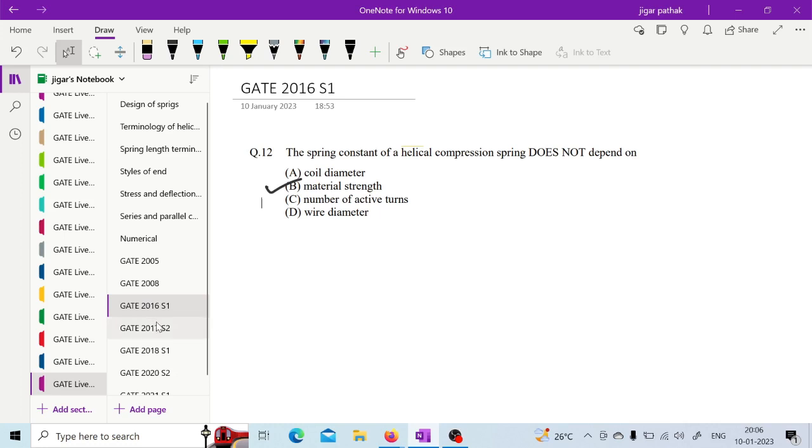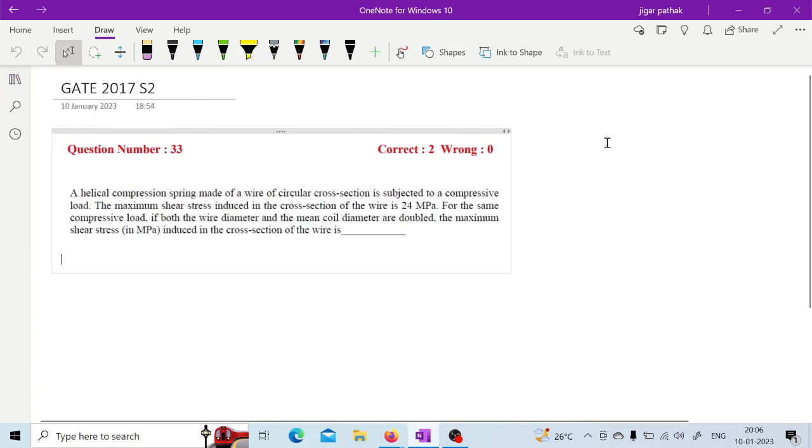Okay, now the next is from GATE 2017. A helical compression spring made of a wire of circular cross section is subjected to a compressive load. The maximum shear stress induced in the cross section of the wire is 24 megapascal. For the same compressive load, if both wire diameter and the mean coil diameter are doubled, the maximum shear stress induced in the cross section of the wire is. This you can do by yourself. Can you calculate and let me know what you are getting?